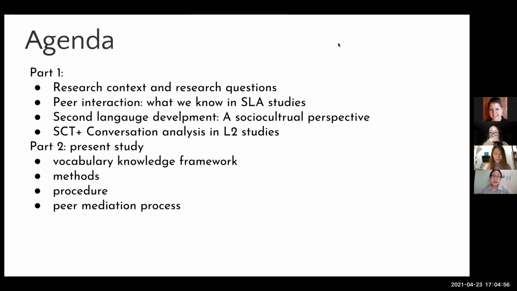Yeah, so our presentation is divided into two parts today. First, we're going to talk about the research context and research questions and where we situate our study. And in the second part, we're going to talk about specifically our study's framework, methods, and procedure.